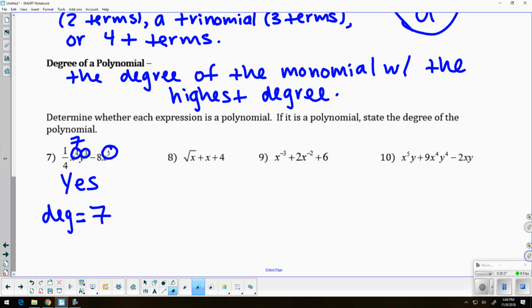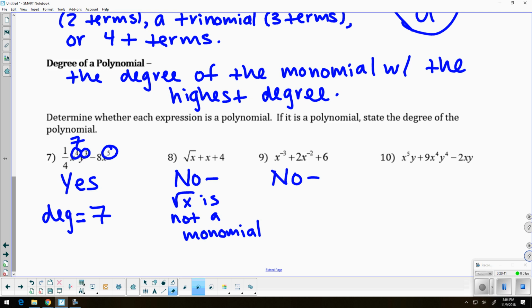Okay. Number 8, however, is not a polynomial. The reason why is that the square root of x is not a monomial, so it cannot be a polynomial. And same for the next one. This is actually not a polynomial. The reason why is the negative exponents. Having that x to the negative 3 and that x to the negative 2, those are not monomials as well.